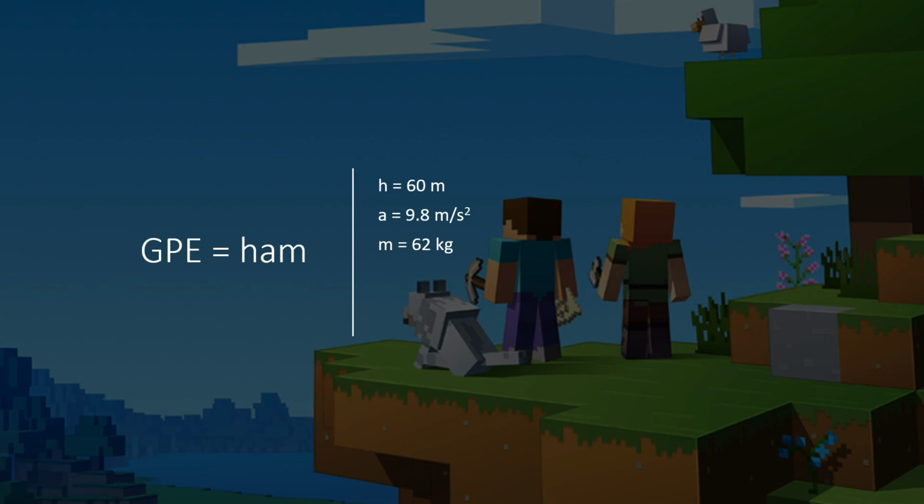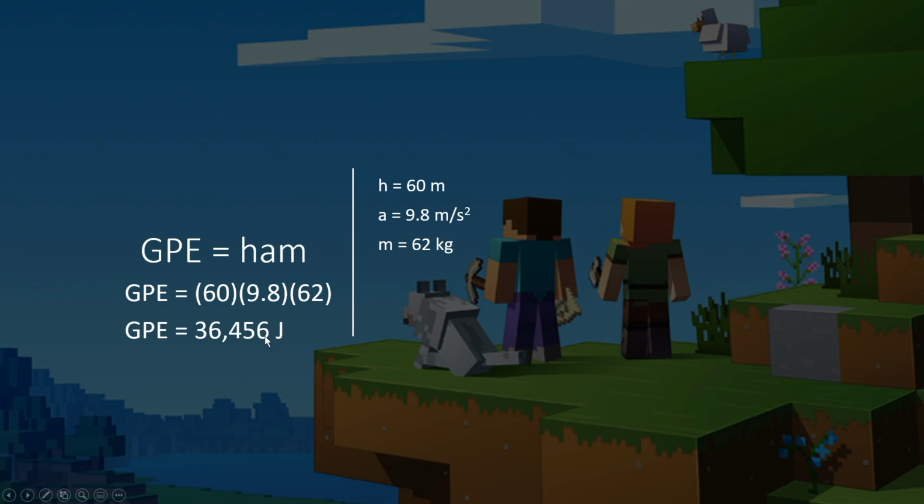So with all of this information in hand, all you have to do is plug your variables into the equation and solve. You can plug this directly into your calculator if you would like to as well, and you should get that gravitational potential energy is going to be 60 multiplied by 9.8 multiplied by 62. And when that is all said and done, you should get that your gravitational potential energy is going to equal 36,456 joules. Remember that we measure energy in joules for this class, so anytime that you see a unit for energy, just assume that we are going to be using joules.